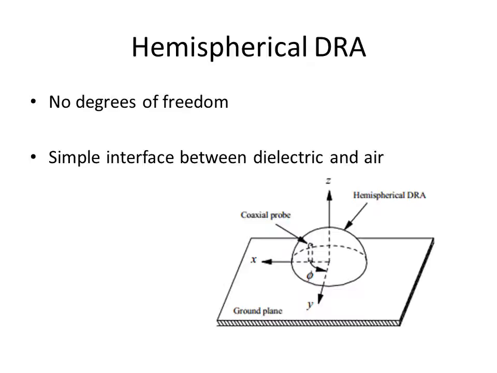The hemisphere is another geometry used in the structure of DRAs. This is again mounted on a ground plane. The hemispherical DRA has an advantage over the rectangular and cylindrical shapes. This is that the interface between the dielectric and air is simpler. However, a disadvantage that the hemispherical DRA has is that it does not contain any degrees of freedom.